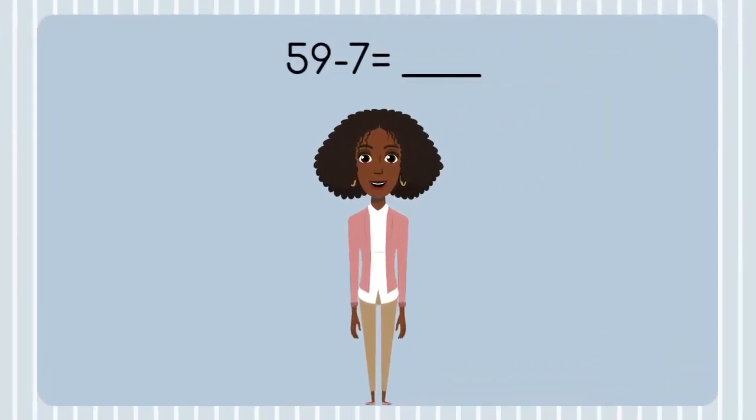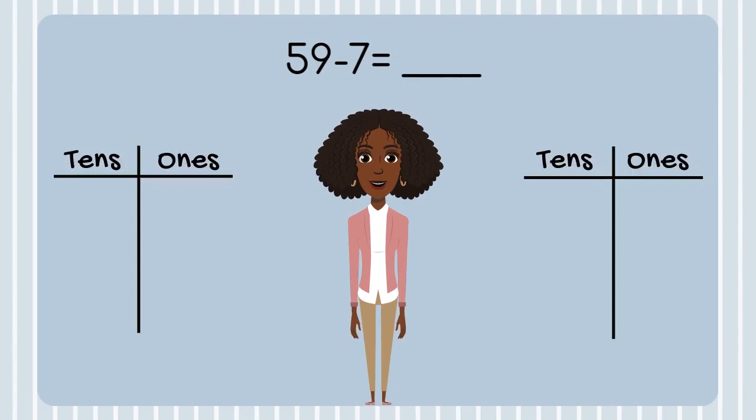Let's look at another equation, 59 minus 7. I know I'll need two place value charts, one for my numbers and the other for me to model my equation with place value blocks. I'll start by putting my numbers from my equation into one of my place value charts. I noticed that the number 7 only has one digit. I want to make sure I place this number in the correct place value spot.